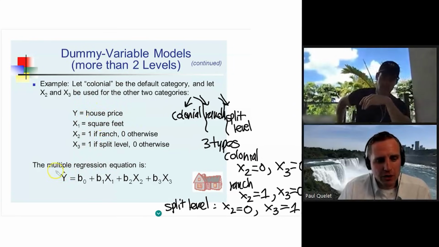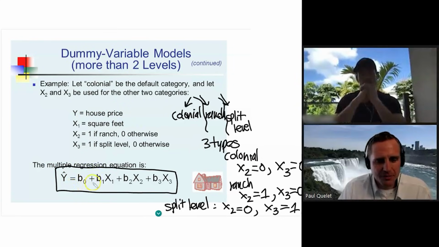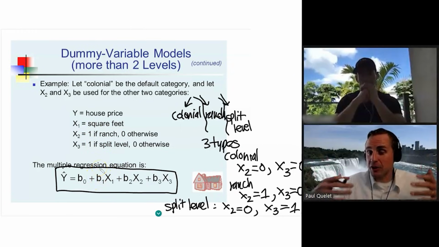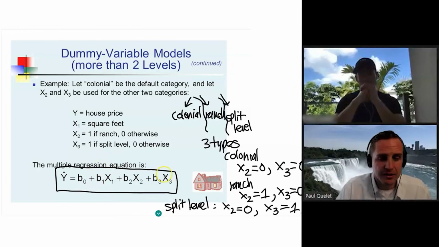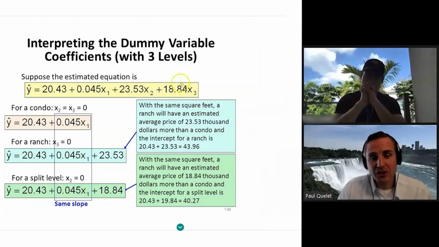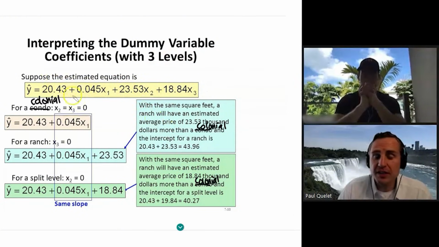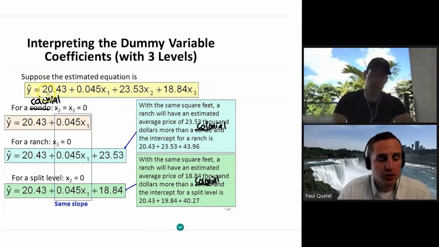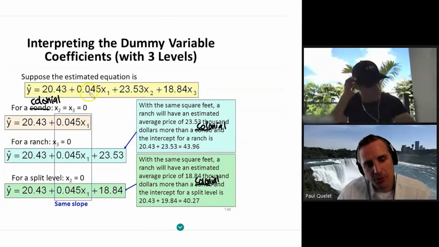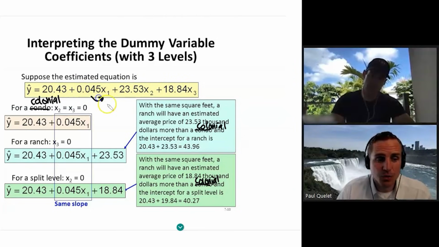So the regression equation would, let's say, be this. The y-intercept plus b1x1 plus b2x2 plus b3x3. Notice b1x1 has to do with the square footage, because you'd expect the house price to go up as the square footage increases. So here's when the person actually starts filling it in. Suppose this is the equation we get: 20.43 plus 0.045x1 plus 23.53x2 plus 18.84x3. So this multiplies x1, this multiplies x2, this multiplies x3.